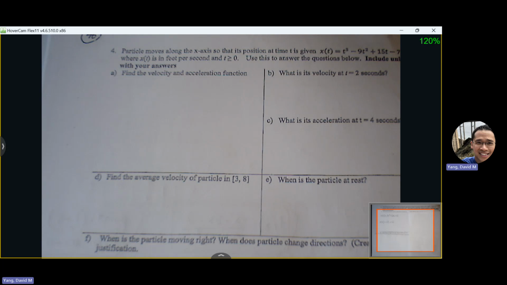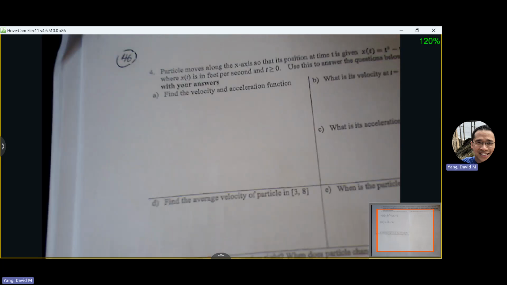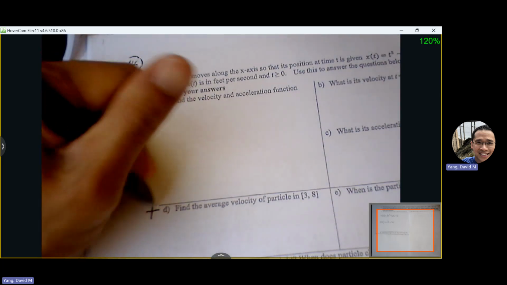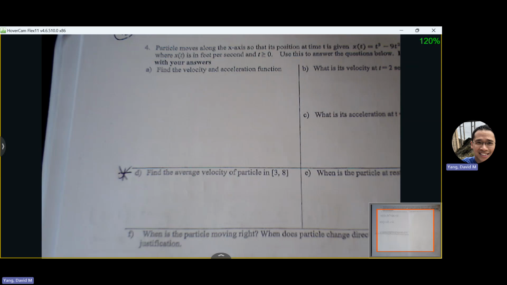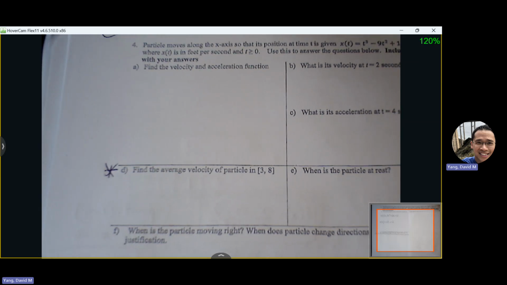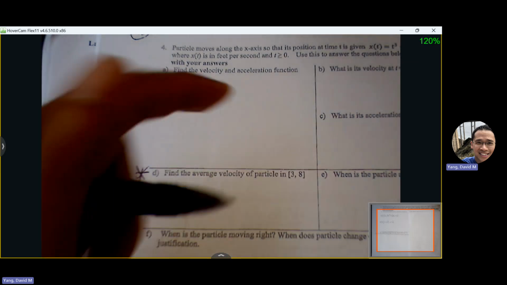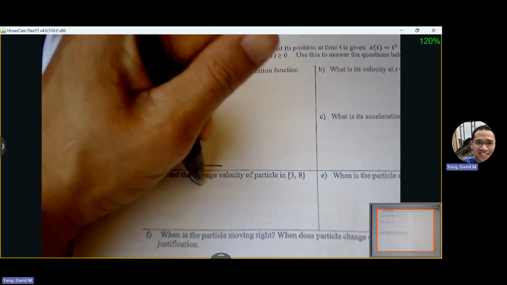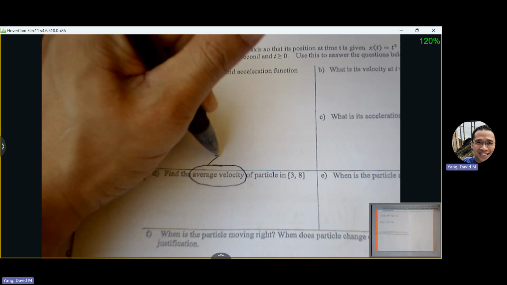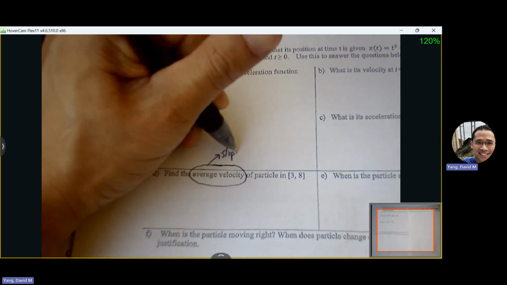All right, any questions up to part C? Part D, put a star next to this one. This is the trouble spot that students experience. Find the average velocity of the particle from 3 to 8. We are not going to use the velocity function for this because average velocity is defined as the change in position over change in time, we're just going to find the slope of the position function.